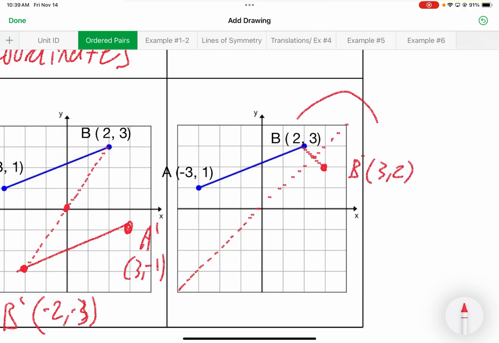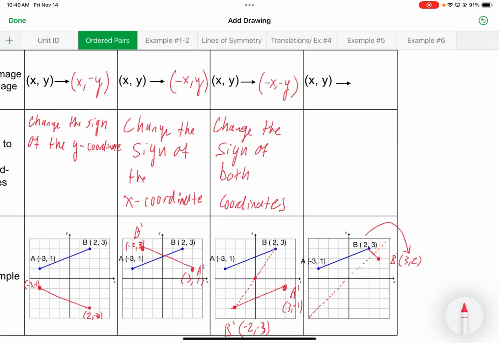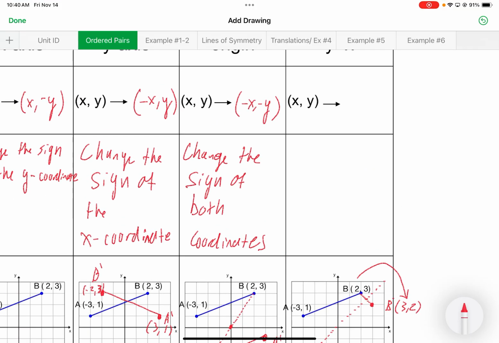What did I do to get from this point to this point? Yeah, you swap your x and y value, okay? So your rule, (x, y) becomes (y, x), right? So we're going to say, I like the word that Chris used, swap the x and y coordinates.